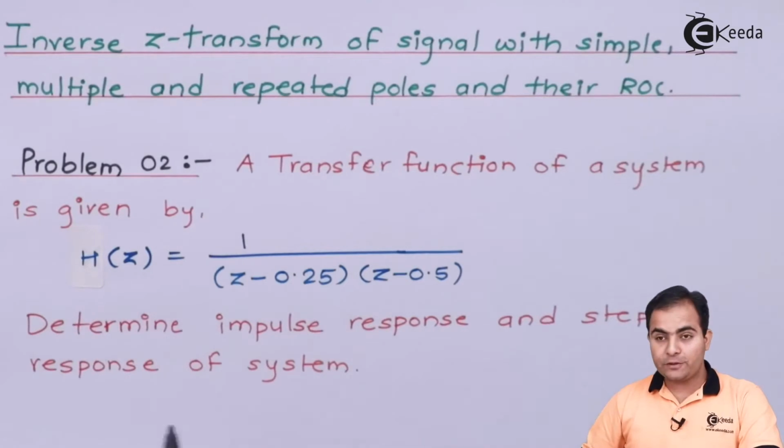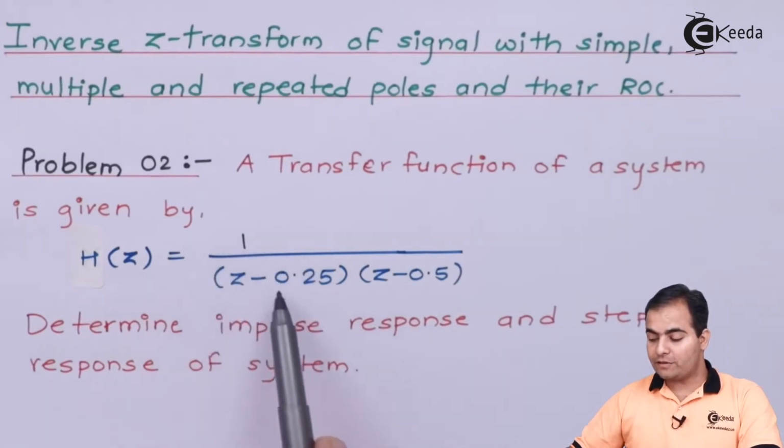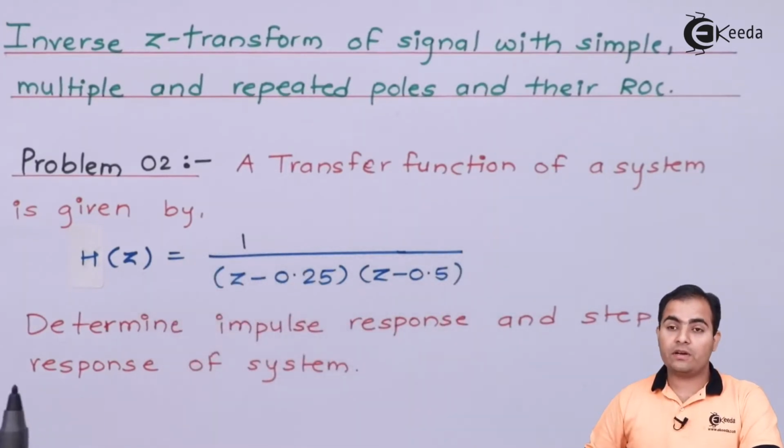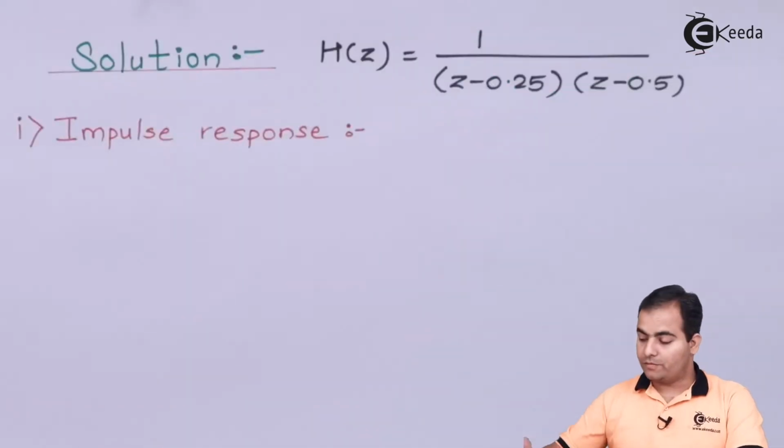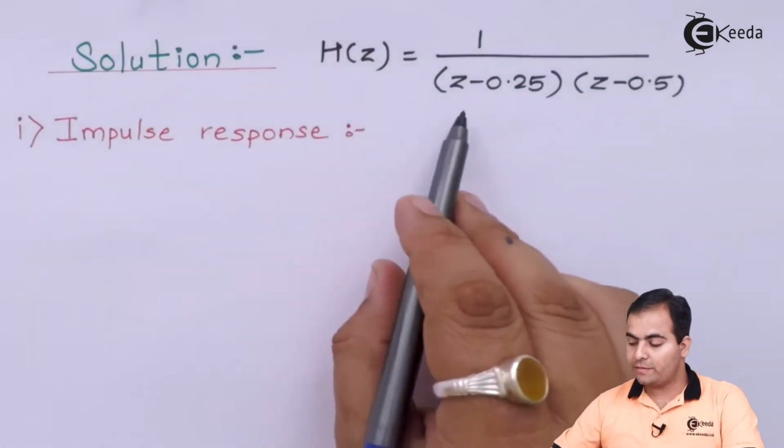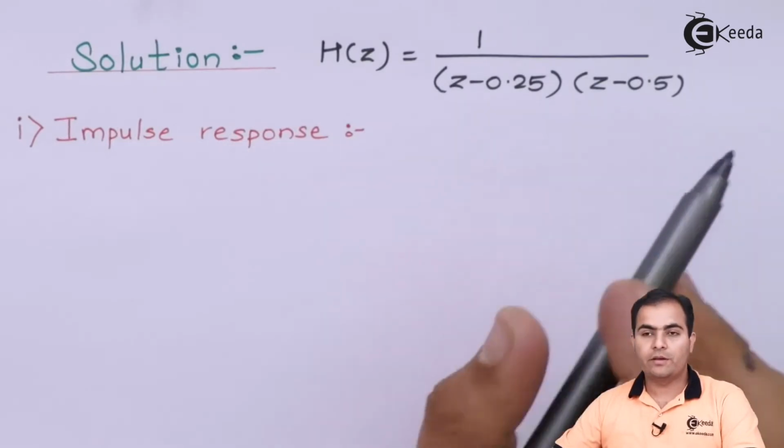But step response means first of all we have to substitute input as a step, then multiply that step response with this function and then go for output response, that is y(n). Now I'll show you how to solve these two parts, but first of all we'll solve the impulse response. So the function is H(z) = 1 upon (z - 0.25) and (z - 0.5).